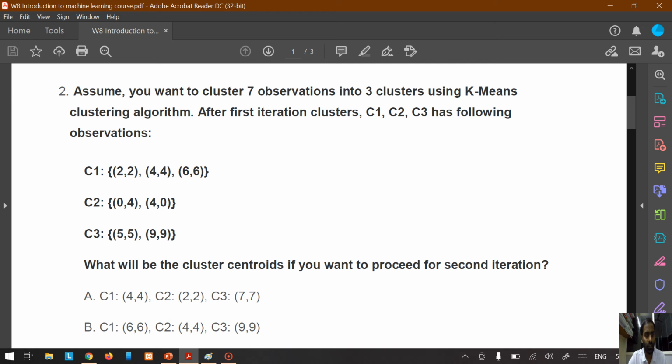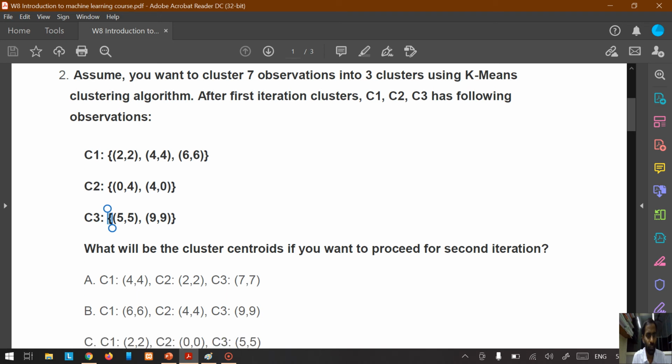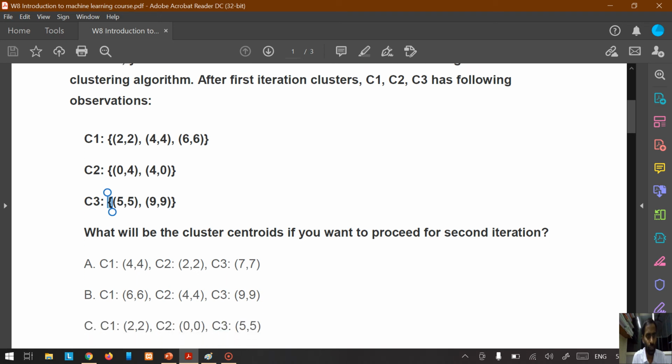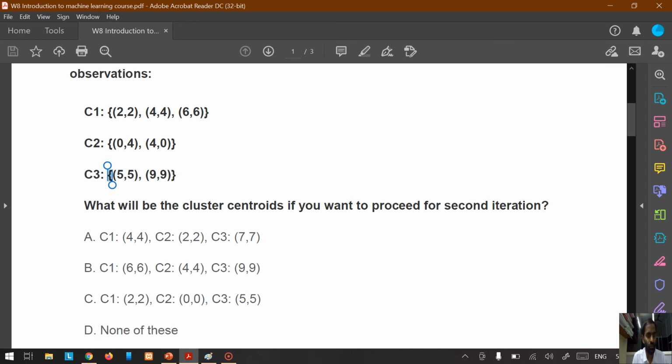The centroid of a cluster is the mean of each and every point. That is 2 plus 4 plus 6, divided by the number of points, 3, so 12 by 3, that is 4. And the second coordinate is also 2 plus 4 plus 6, that is 12 by 3, that is 4. So the centroid for C1 is (4, 4). For C2, 0 plus 4 by 2 is 2, and 4 plus 0 by 2 is 2, so the centroid of the cluster is (2, 2).